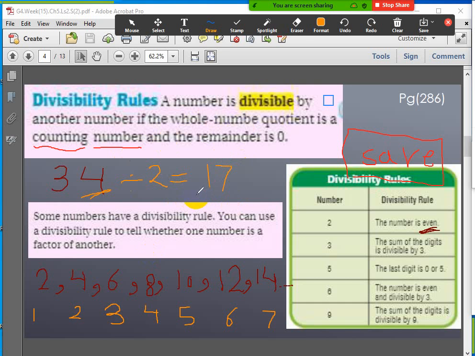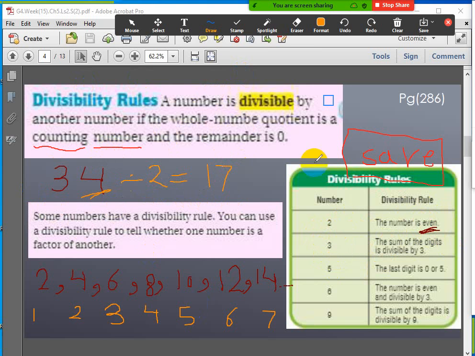I can divide the whole number by 2. So this number is divisible by 2. Okay? So all even numbers are able to be divided by 2, or divisible by 2.